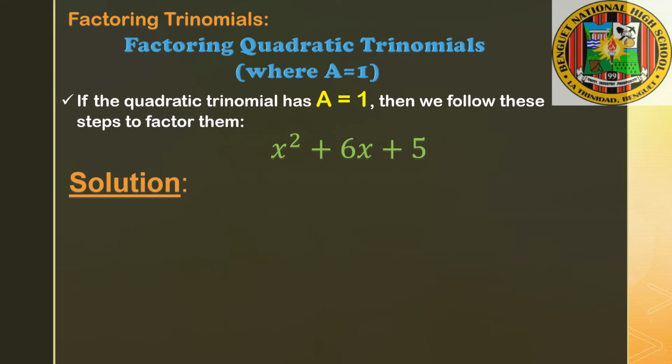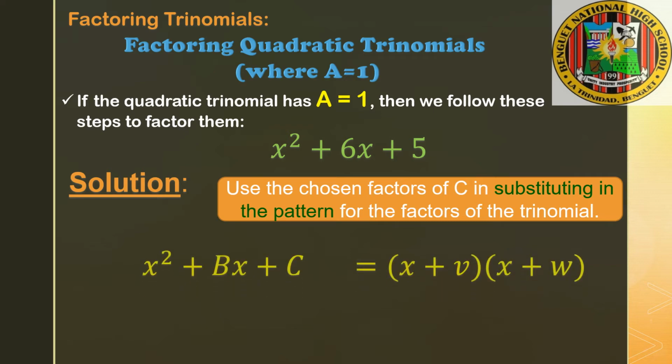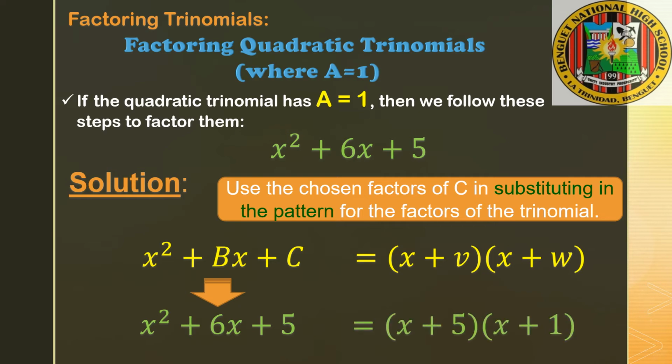Now that we've chosen 5 and 1 from our factors of 5, we now substitute them in the pattern. Given the trinomial x squared plus 6x plus 5, we write the factors as the quantity x plus 5 times the quantity x plus 1. Notice that in the pattern, x is the first term, and we used 5 and 1 to substitute for v and w.